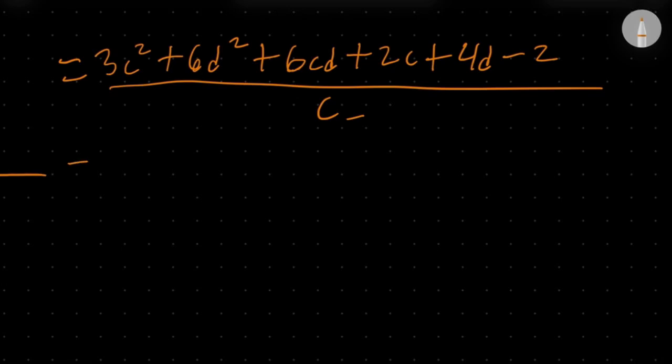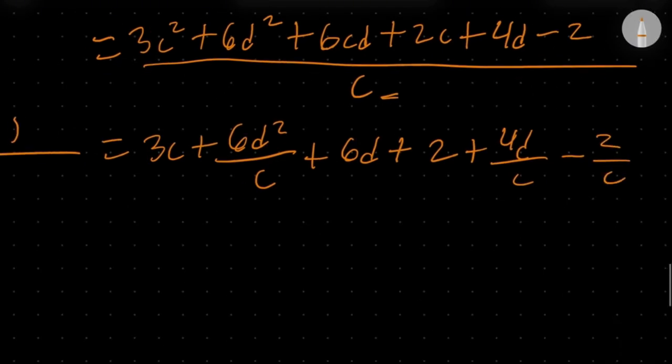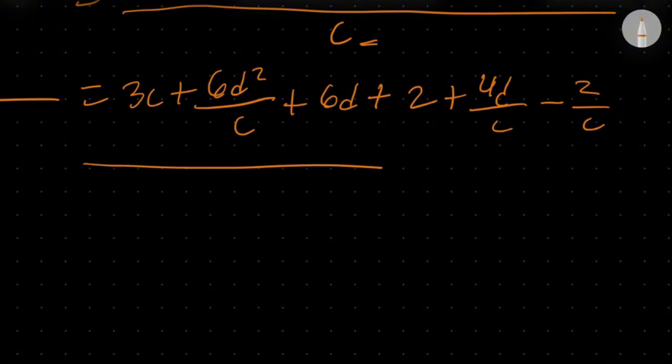Now to find our answer, we shall divide everything by c. 3c squared divided by c is just 3c, plus 6d squared divided by c is 6d squared over c, plus 6cd divided by c is 6d. 2c divided by c is 2. 4d divided by c is 4d over c, and minus 2 divided by c is minus 2 over c. And that is our answer.